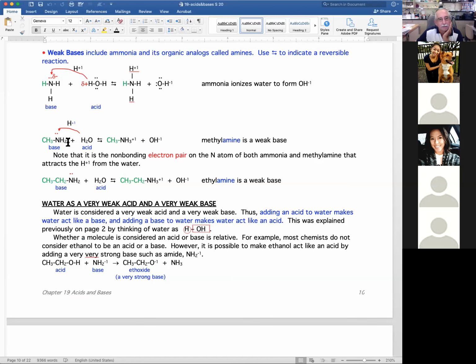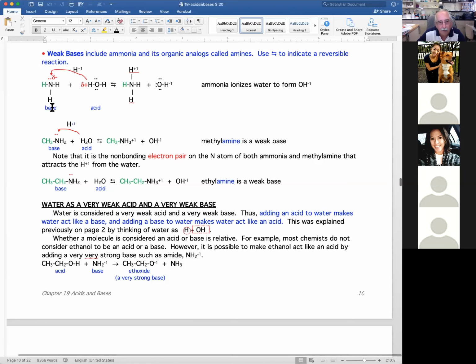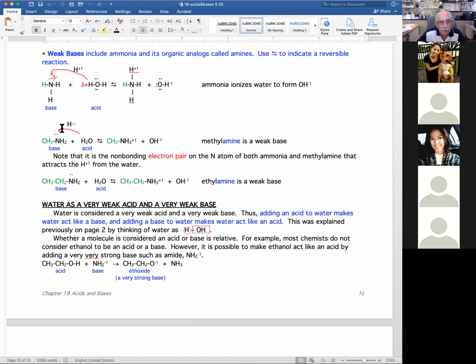So why is it acting like a base? Well, ammonia acts like a base because it has this non-bonding electron pair on the nitrogen. And that attracts the H plus in a water molecule. Not strongly, but it does. Notice that with methylamine, that is still there. The thing that makes ammonia a base is still there in methylamine. It's also there in ethylamine. It's there with all the amines, therefore all the amines are bases.